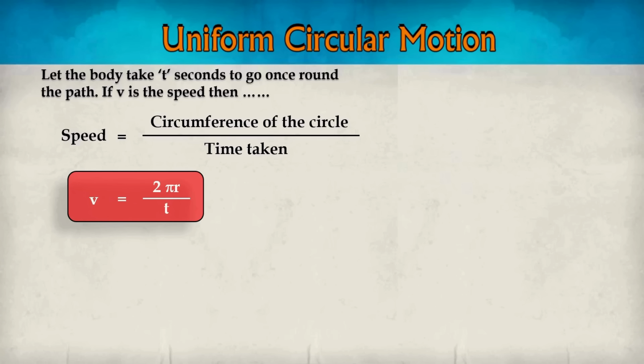The circumference of a circle is 2 multiplied by pi multiplied by r, where r is the radius of the circle. Therefore, the speed of the body moving in a circular path can be written as velocity equals 2 multiplied by pi multiplied by r divided by time. This formula helps us find the velocity of an object moving along a circular path. So, if we know the radius of the circle and the time taken to complete one revolution, we can easily calculate the velocity of the object. This is the basic relation used in uniform circular motion.